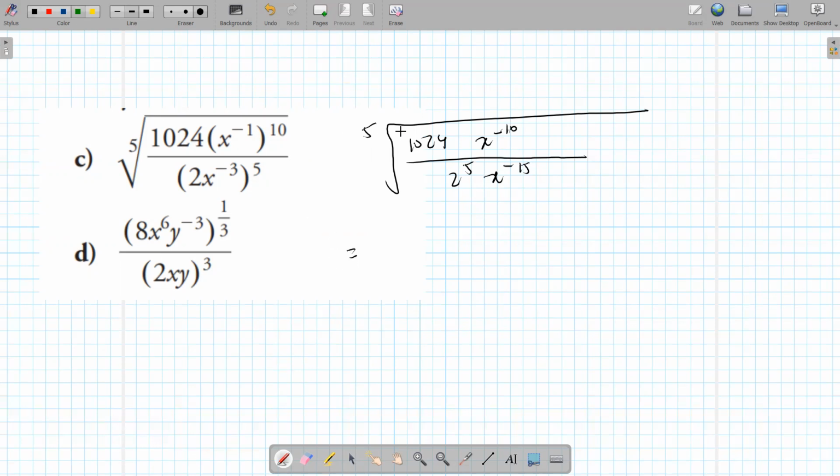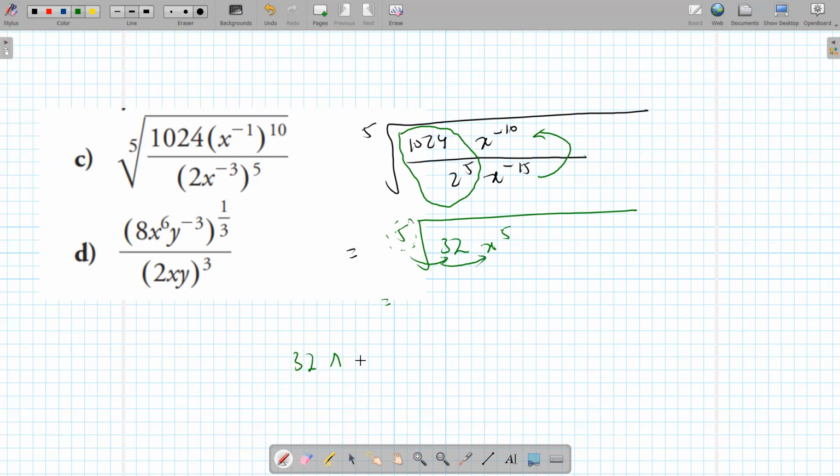Next thing to do would be to plug this in a calculator. Can you tell me what that is? 1024 divided by 2 to the power 5. It's 32, cool. So we have 32, and then the negative 15, we're going to toss it upstairs. It's going to become positive 5. And now this fifth root applies to both the 32 as well as the x to the 5, yeah? To find the fifth root of 32, you'd plug 32 to the power of 1 divided by 5 on the calculator, which should give you a 2. What's the fifth root of x to the 5? Is it just x? Yes. So the answer for all this junk is just 2x. Cleans up nicely, right?